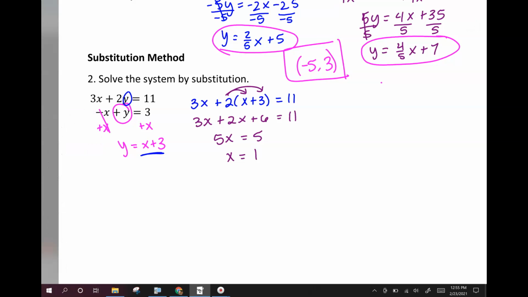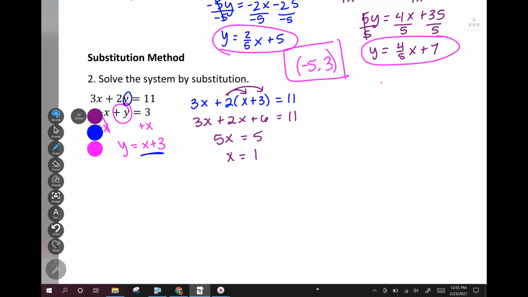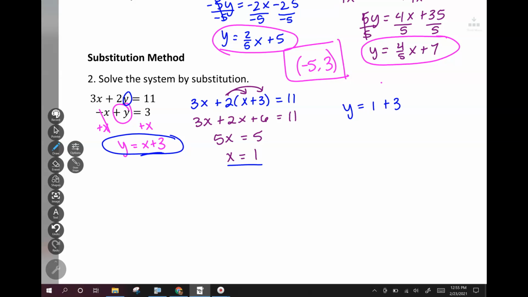So we'll take that x and plug it back into either equation to solve for y. I'm actually going to substitute that x back into this equation just because that one already has y equals. Since I'm looking for y, that's going to be the easiest option. But like I said, you can plug that x back into any of the equations that you have.